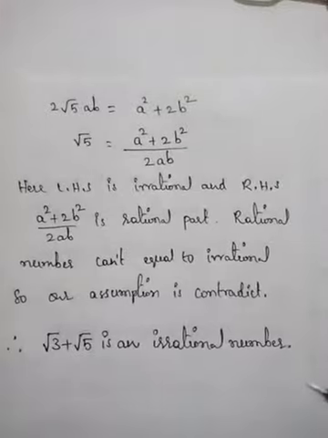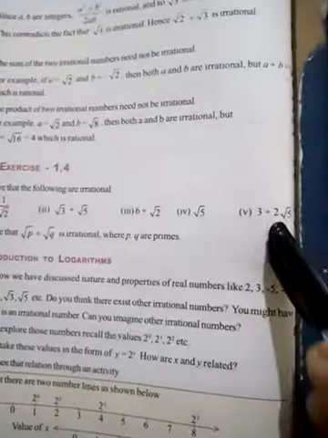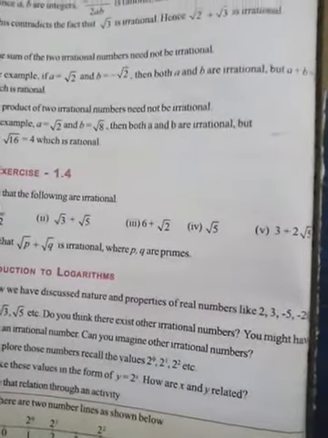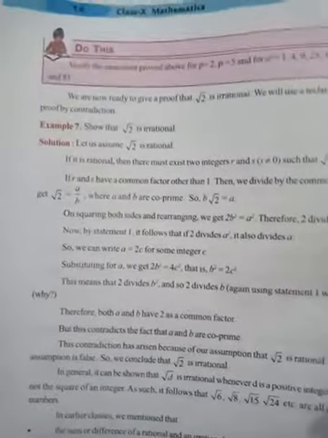Therefore root 3 plus root 5 is an irrational number. In the same way, 6 plus root 2 and 3 plus 2 root 5. They will be easier than the previous questions. We go through the examples. 6 plus root 2 will be the same as the example 8 problem, and 3 plus 2 root 5 will be the same as 3 root 2, and a combination of examples 9 and 8 we have to follow.